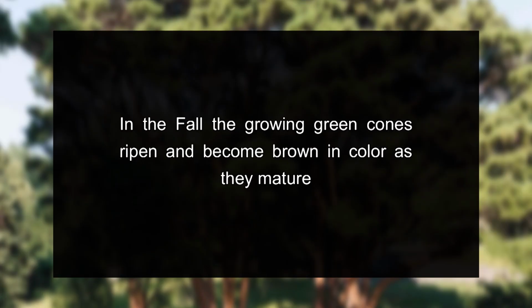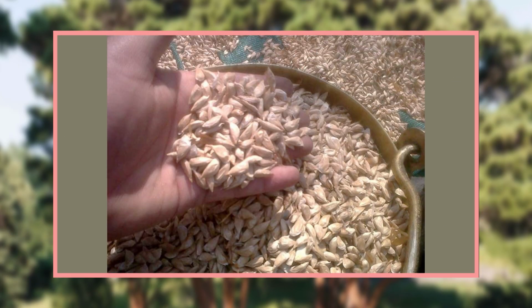In the fall, the growing green cones ripen and become brown in color as they mature. The cones can grow up to 3 to 6 inches long. Each scale on the mature cone contains 2 seeds. Seeds are light brown, triangular and have large wings. After 13 months, the cones become mature and the seeds are released. Seeds germinate and grow in the late spring after overwintering in the soil.